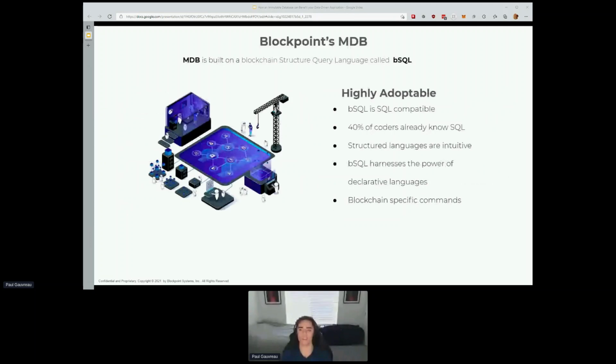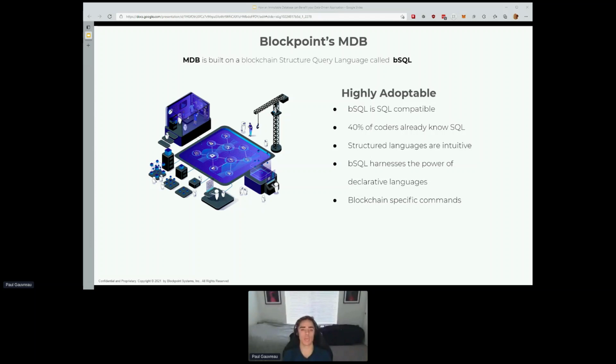So before we go into those, I'm going to tell you a little bit about BlockPoint. At BlockPoint, we built and designed a database called MDB, and MDB uses an interfacing language called BSQL. BSQL stands for Blockchain Structured Query Language, and we chose to make MDB SQL compatible because it makes it highly adoptable, right?